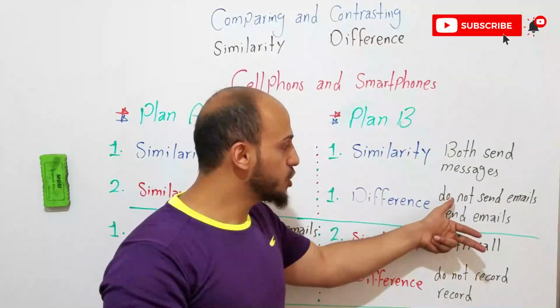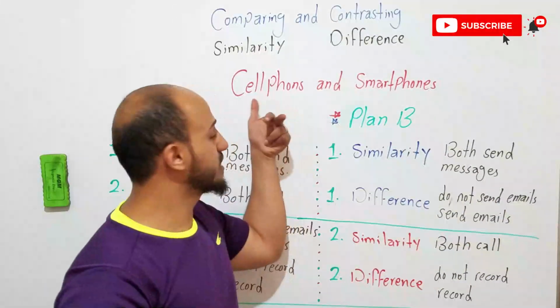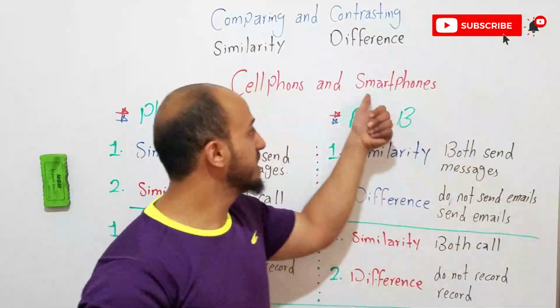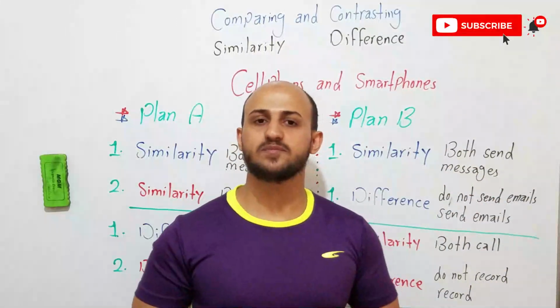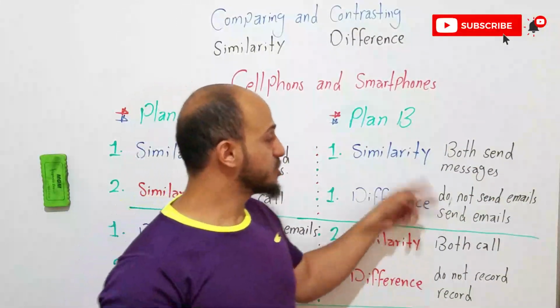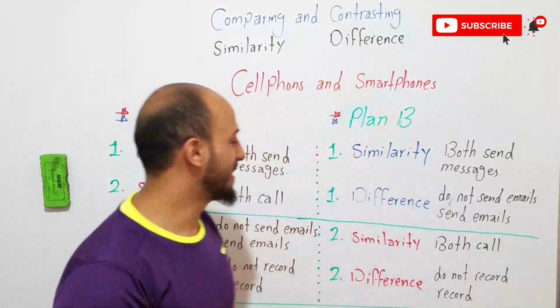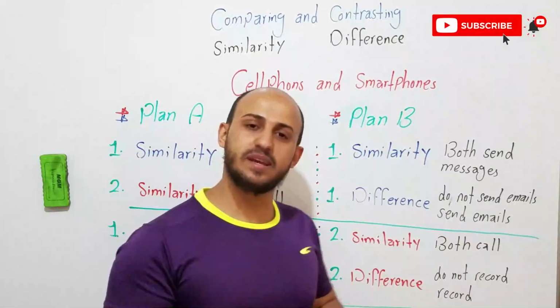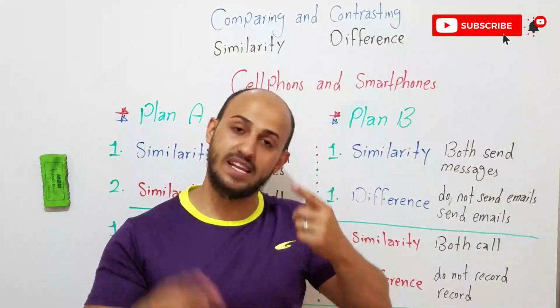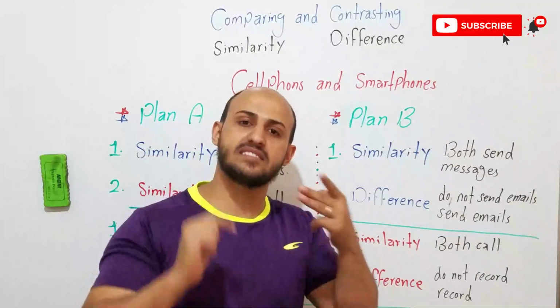So difference, don't send emails. This one. Cell phones don't send emails. Smartphones send emails. You get it? Good. So this is easier, guys. It's easier than this one. Alright? Good. Number 2, you're going to give me another similarity. Okay? Another similarity and its difference.